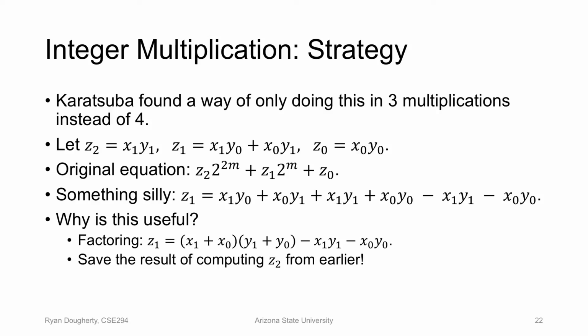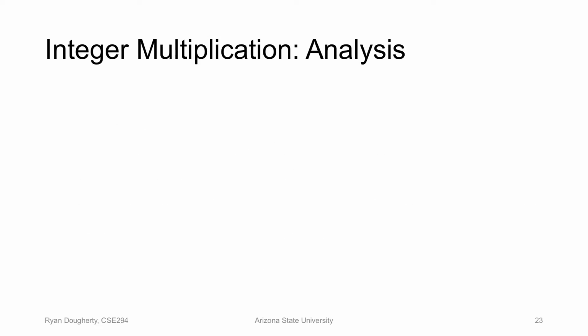So how can I do this? I do the computation of z2, and I save it here to do this computation. Because, actually it's z0 too, z0 also. So I just do z2, z0, and then I just do these 2 sums, and then 1 more multiplication. So in total, I do 3 multiplications instead of 4. And so let's look at the runtime.